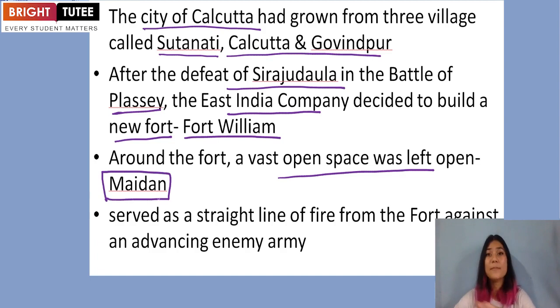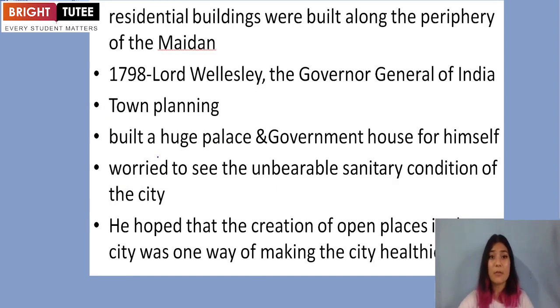Now, why it was kept open was because in times of attack from the enemy and invasion, they had an open ground, a straight line to fire against the advancing army. Okay, they had enough space to have a proper vantage point in their fight against the enemy. Okay. Now, buildings were built on the periphery of the Maidan, residential buildings, places to live. They were built on the periphery, outside of the Maidan.